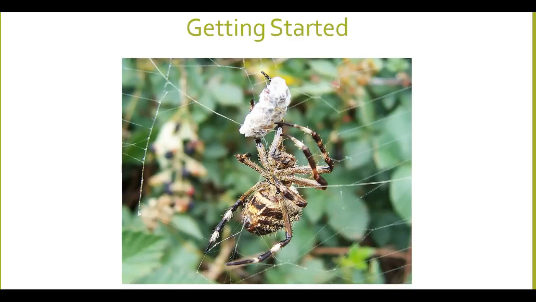So in every ecosystem, animals relate to each other. Sometimes they might go side by side, sometimes one might eat another one, sometimes they might have a different kind of relationship, and that's what we're going to look at today.